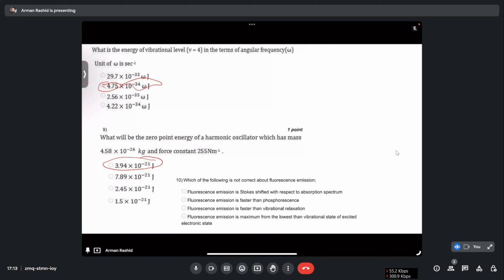Yes, fluorescence emission is maximum from the lowest state. As I told you, once the absorption occurs, the molecule relaxes to the vibrational ground state of the excited state. Now from that state the fluorescence occurs to the ground state, so obviously the fluorescence will be maximum from the lowest vibrational state of the excited electronic state. So the correct answer is C. C is actually not true, because fluorescence is not faster as compared to vibrational relaxation.